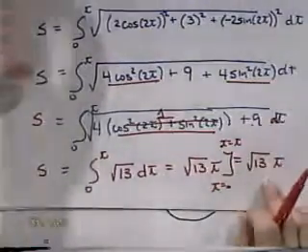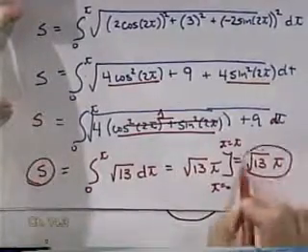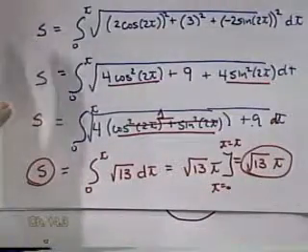So look what we have just done. We have our arc length is equal to square root of 13t.